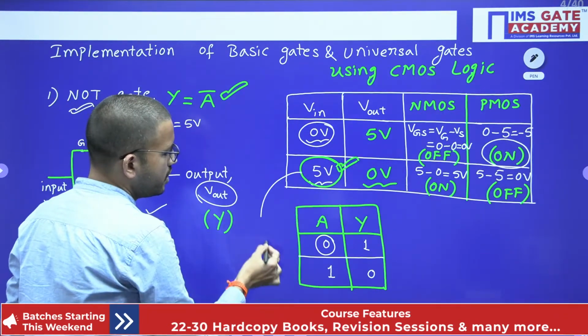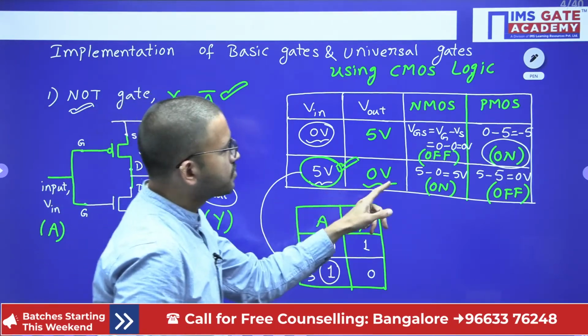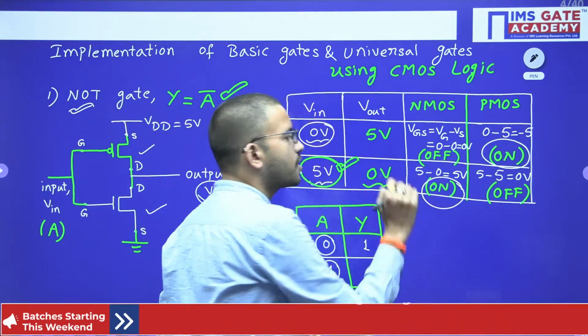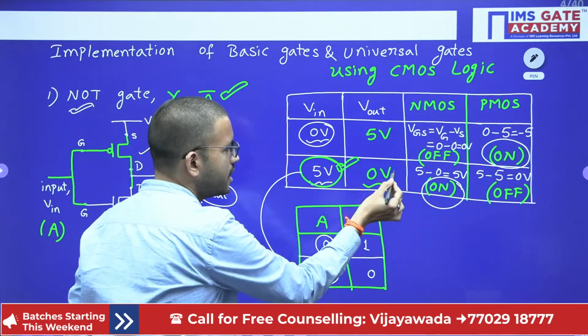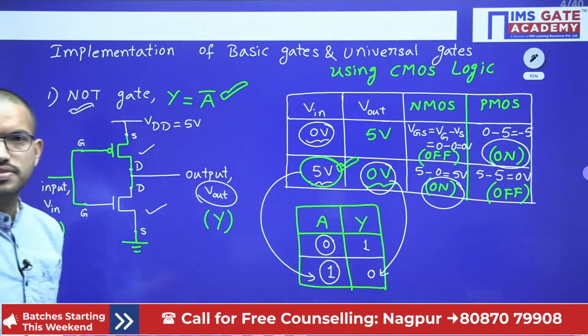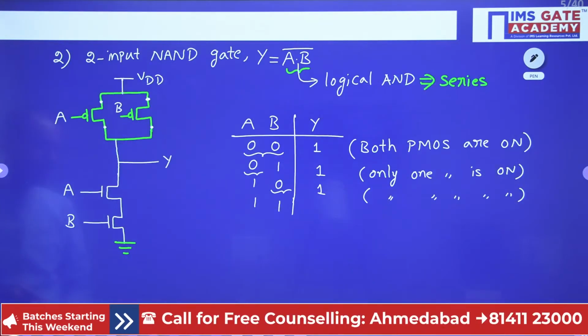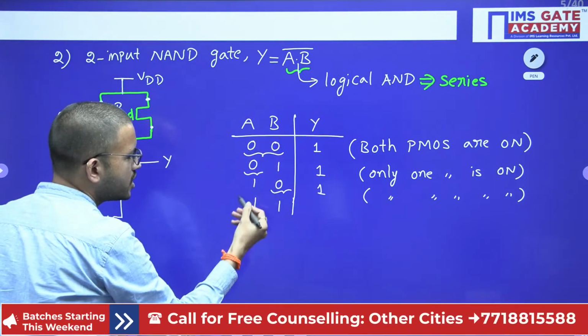When we have given 5 volt as the input, that means bit value 1. That time the NMOS transistor is on. If NMOS is on, we are getting output as 0 volt, that means bit value 0. So here we have given both A and B values equal to 1.